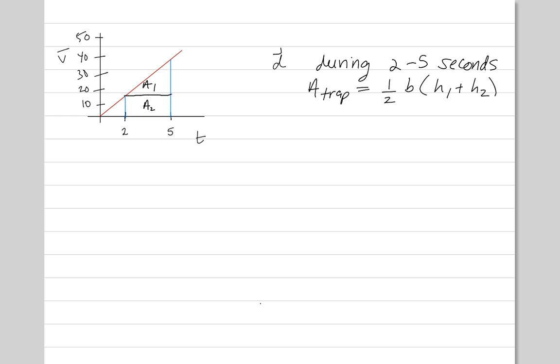So the base here would be time, and height 1 would be, this is like your VI, and this is like your VF. So height 1, I'll highlight these for you. Height 1 is this VI, and height 2 is your VF. Also highlighting the base as time, and then you'd get the area of a trapezoid.